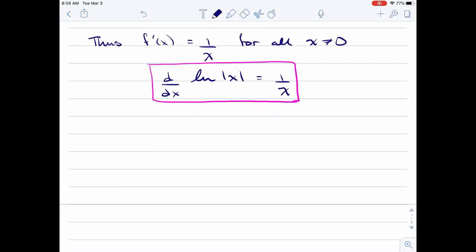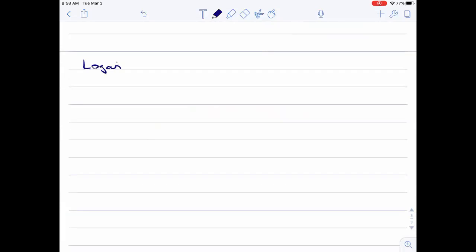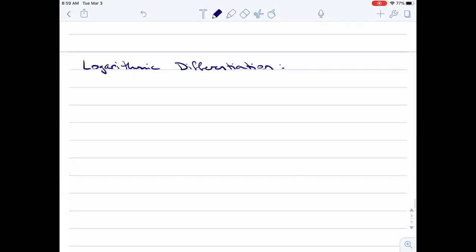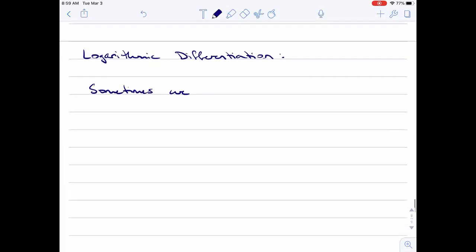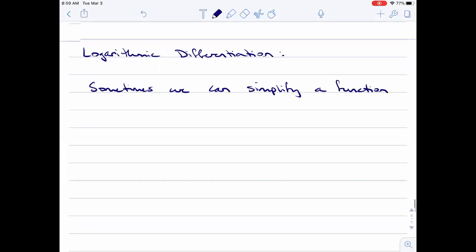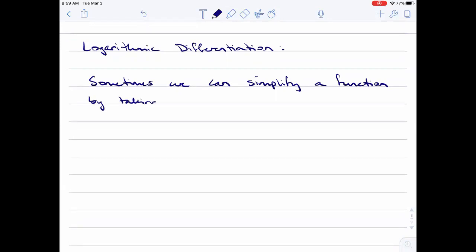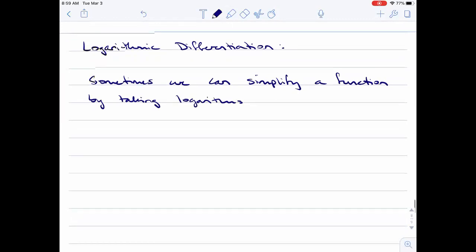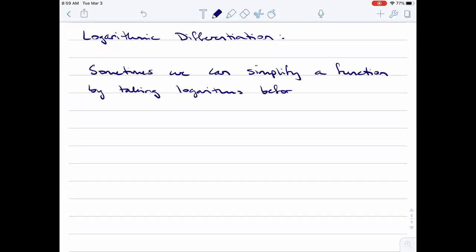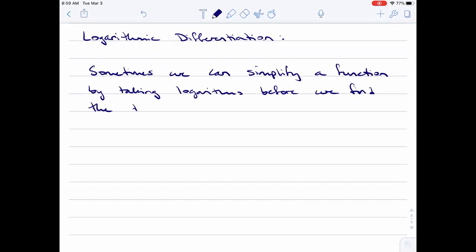So let's start it on a fresh page. Logarithmic differentiation is just going to be a tool that we have to simplify a function and make it easier to find the derivative. So sometimes we can simplify a function by taking logs or logarithms before we find the derivative.